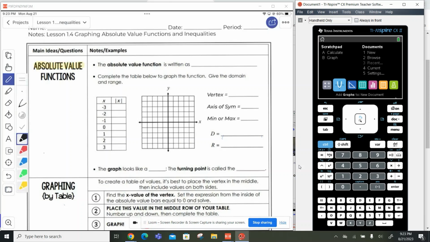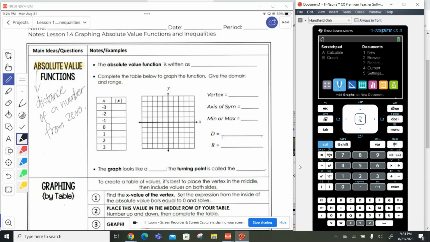The absolute value of a number is simply the distance of a number from zero. How far a certain number is from zero.